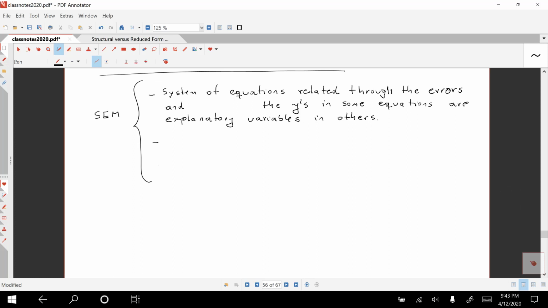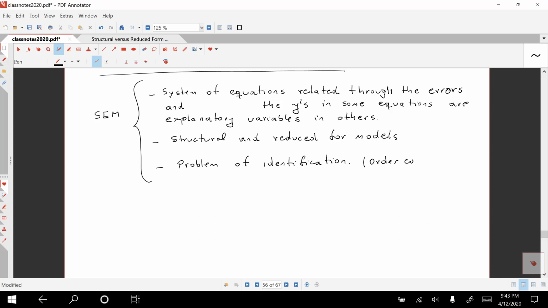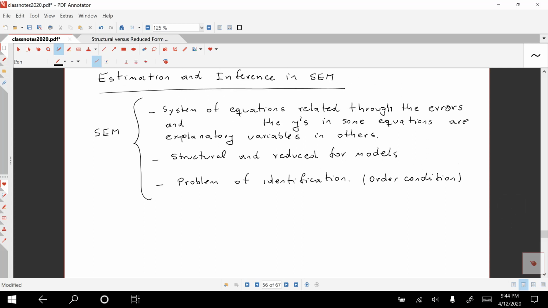Then the next thing that we talked about was the difference between structural and reduced form models. Once we defined that, we talked about the problem of identification, which tries to answer the question of whether we can really estimate all of the coefficients of our structural equations. Usually what is used in practice to see if our parameters are identified or not is what's called the order condition. Okay, so that's a summary of the previous class. The starting point of the class today is going to be these structural and reduced form models.